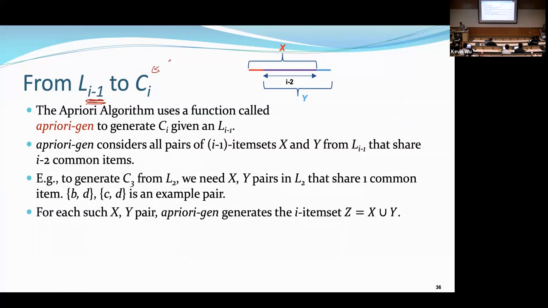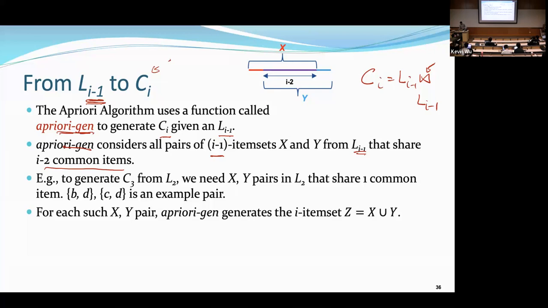The Apriori algorithm uses a function called apriori-gen to generate Ci given Li minus 1. In notation, we write this as a join operation. We take Li minus 1 and do a self-join to obtain Ci. The details of this operation are here. This is called the apriori-gen function. What apriori-gen does is consider all pairs of (i minus 1)-item sets X and Y from Li minus 1 that share i minus 2 common items.